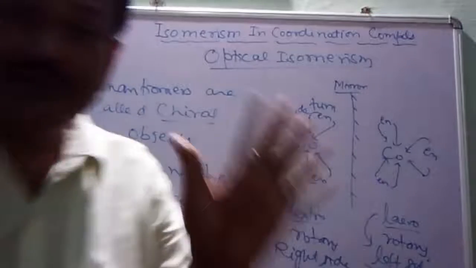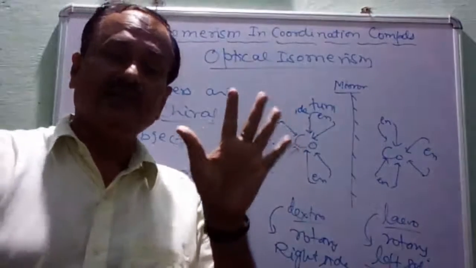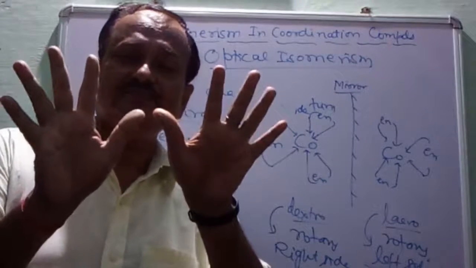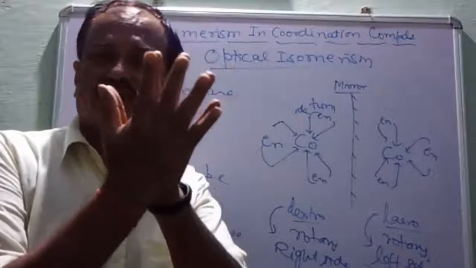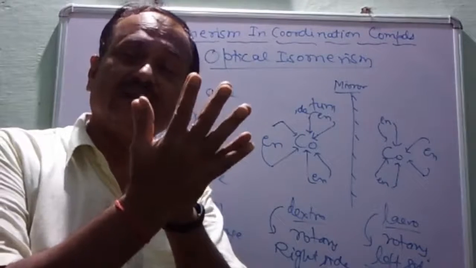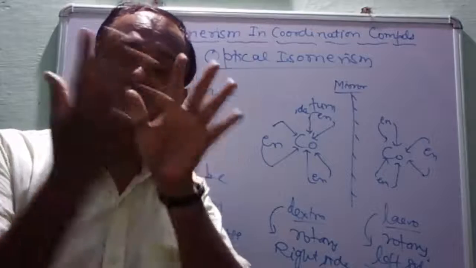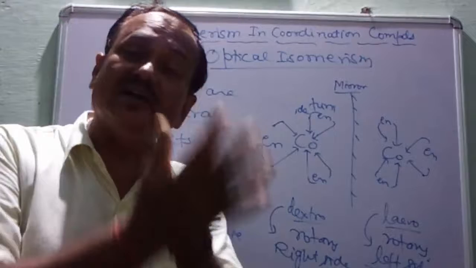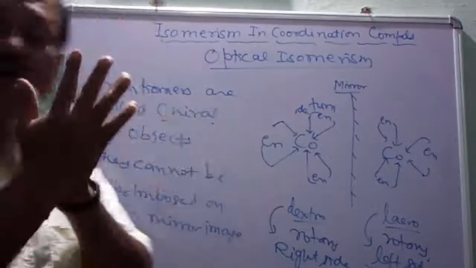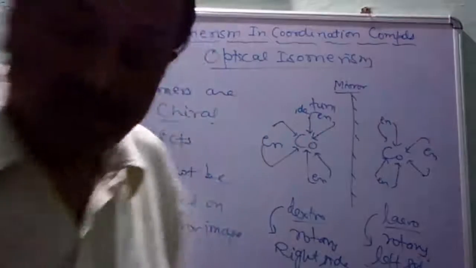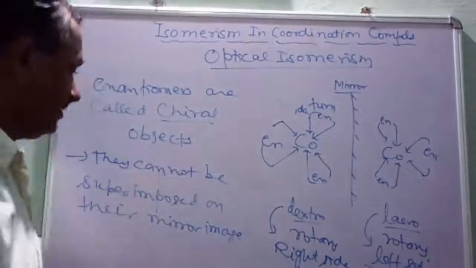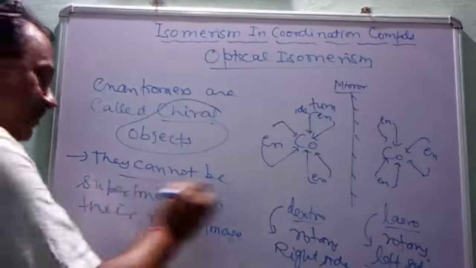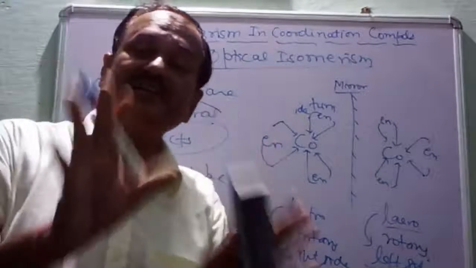See, I have this one palm and this is the other. So they are similar. Here I am keeping one on the other, so this is superimposition. They are mirror images, so this is superimposition. So this is said to be achiral. Achiral means when the object can be superimposed on its mirror image. So chiral objects cannot be.